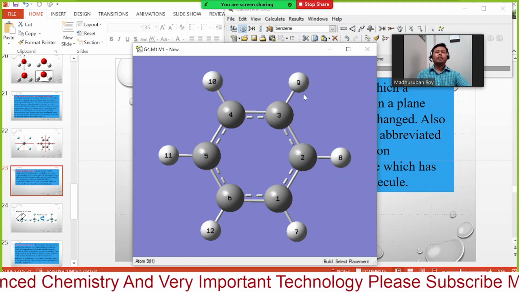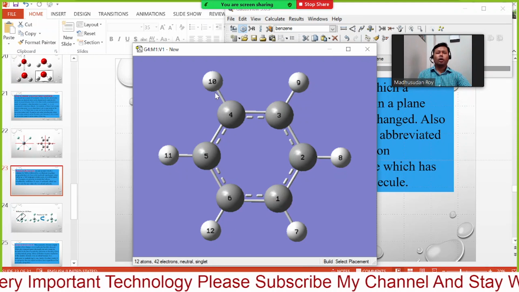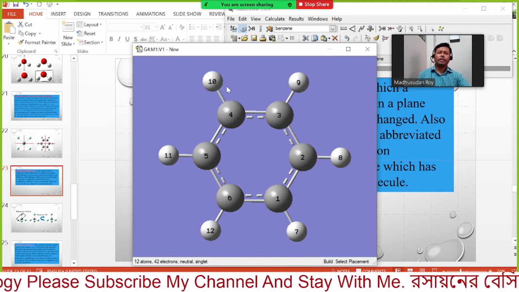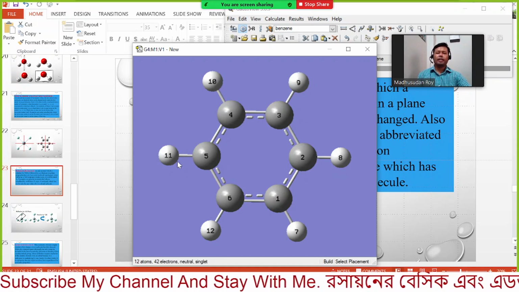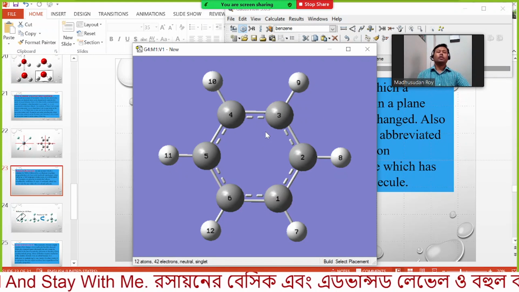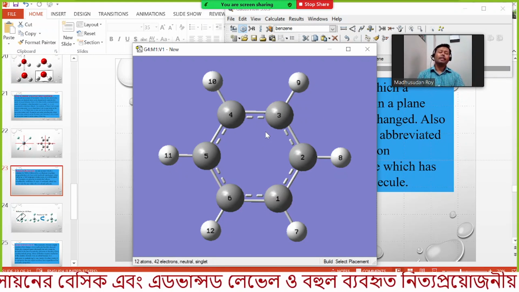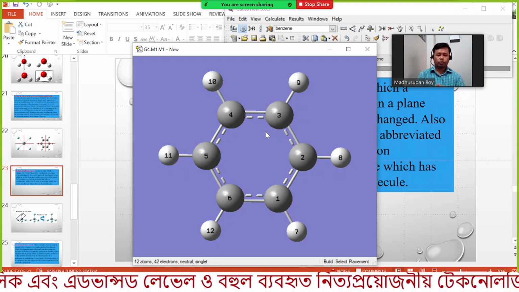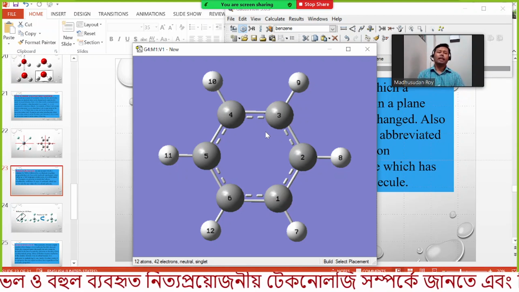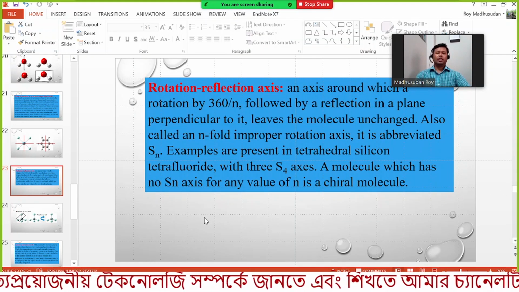Or even if you consider the reflection through this axis or through this axis, that will change their position, just reflecting. This 10 will come back here, this 11 will come back here. So that type of operation. So if you rotate and reflect, that will give identical to the previous molecule. Therefore that will be the rotation reflection axis.